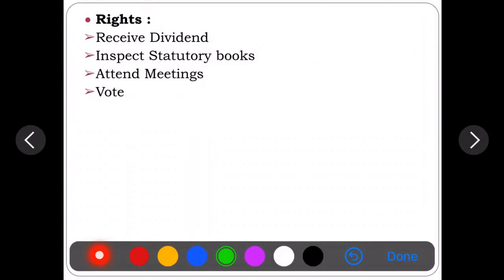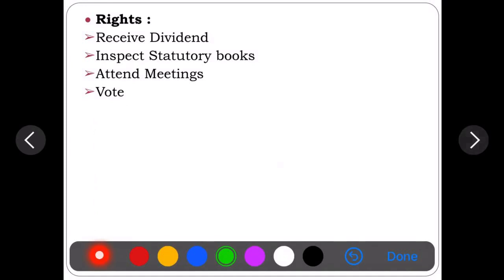This way, he can be a part of the decision maker. He can participate in the management decisions. He can interfere in the management decisions. So indeed, the most important right.